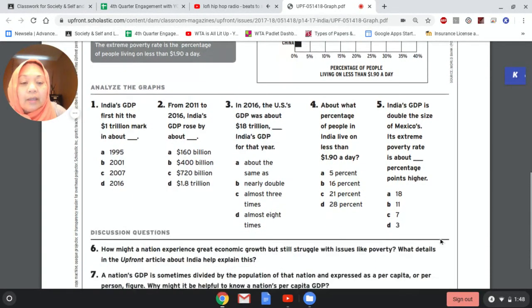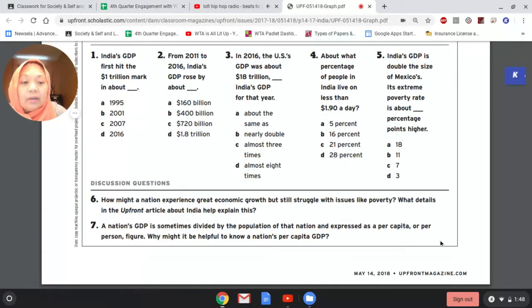All right. And then for number 6 and number 7, I'm also going to type out these questions, and then I need you guys to answer them. So 6, how might a nation experience great economic growth but still struggle with issues like poverty? What details in the Upfront magazine article about India can explain this? And then number 7, a nation's GDP is sometimes divided by the population of that nation and expressed as per capita, or per person, figure. Why might it be helpful to know a nation's per capita GDP?